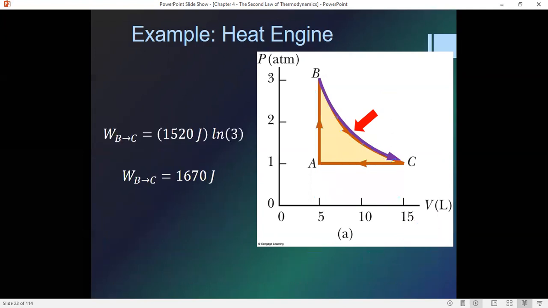So I calculate that, and I get, okay, when I allowed the gas to expand while it was hot, I got 1670 joules of work out of this, okay? So 1670, that's how much positive work the gas is going to do as it expands. But now I need to recompress the gas to get back to A. I'm right here in the diagram. Let's see. I need to get back to A.